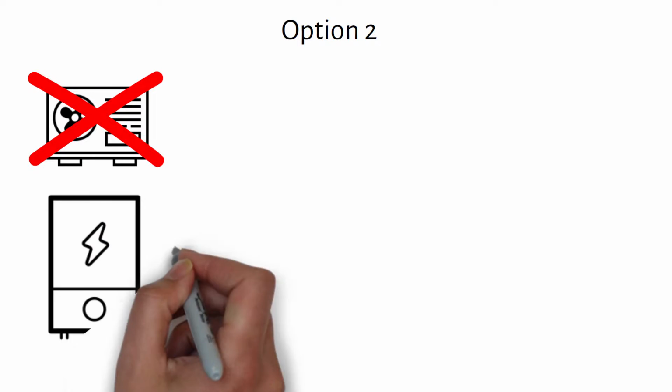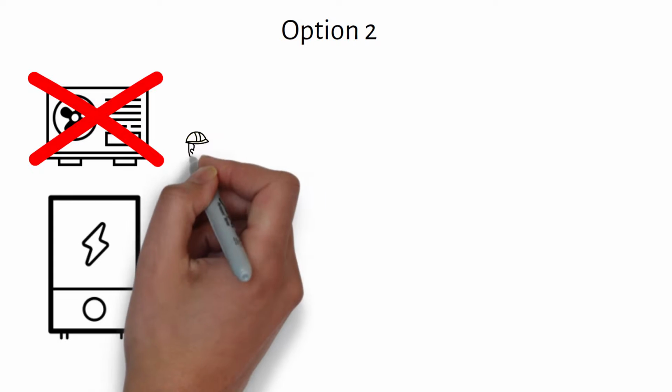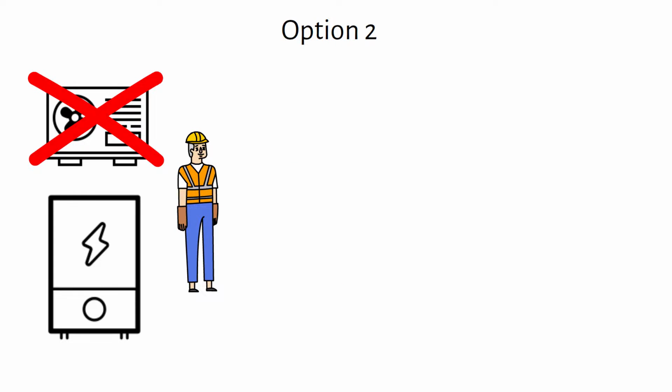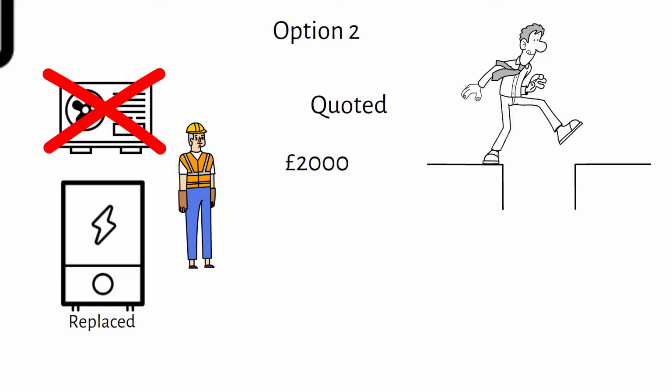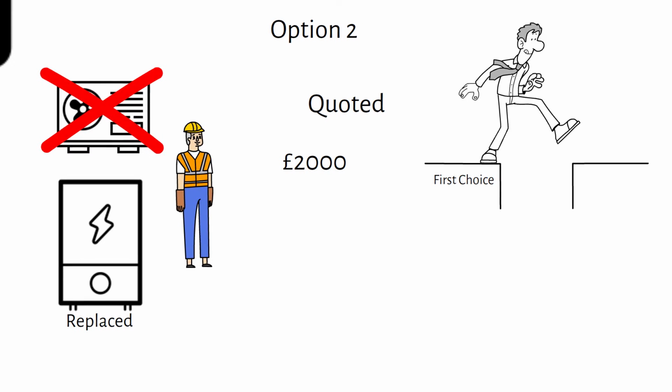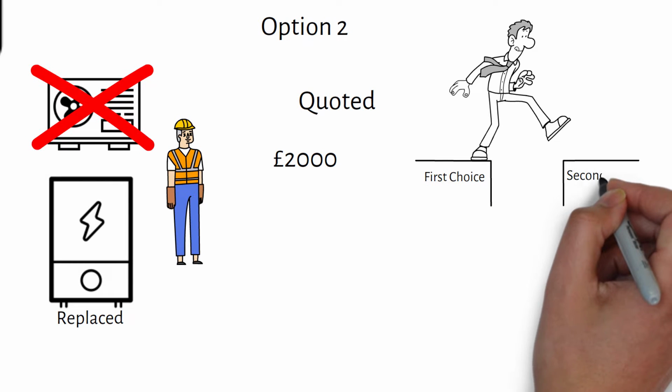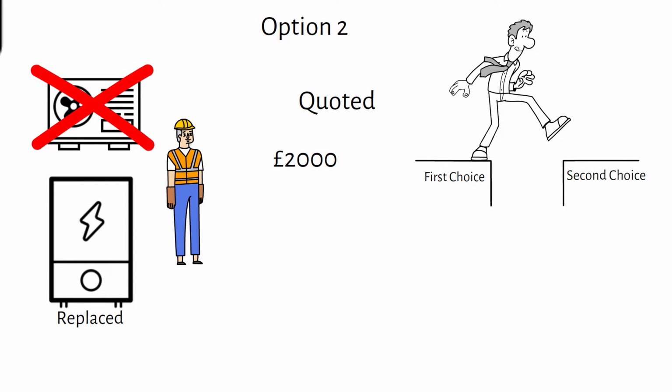Bob is looking at reducing his carbon footprint, and against an air source heat pump option, he's thinking, let's replace it with an electric boiler. Bob gets a quote by an accredited installer, and he's been quoted £2,000 to replace his gas boiler with an electric boiler. Bob isn't as passionate about the electric boiler because it's not as efficient as the air source heat pump.